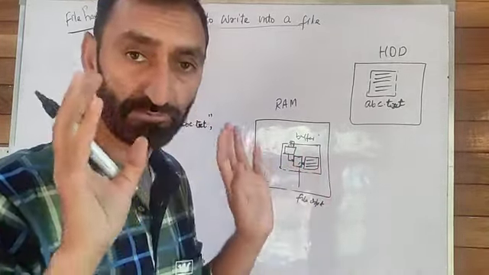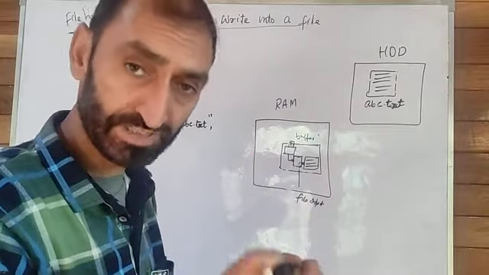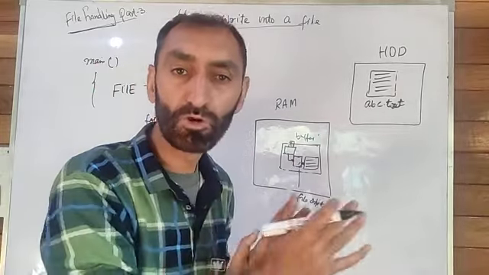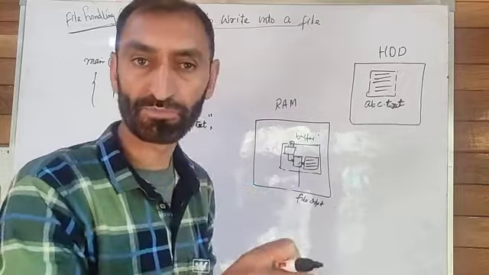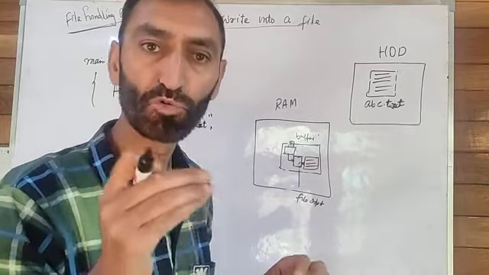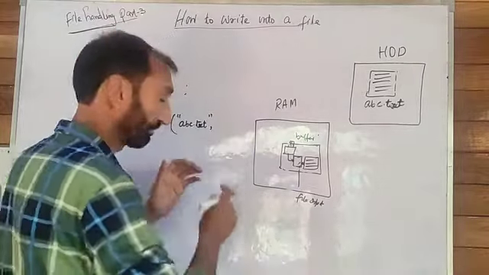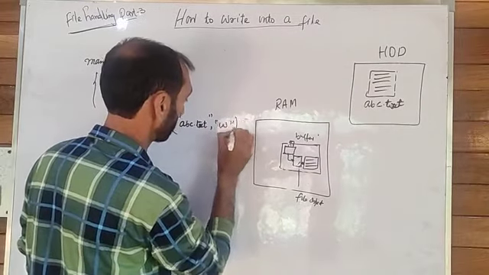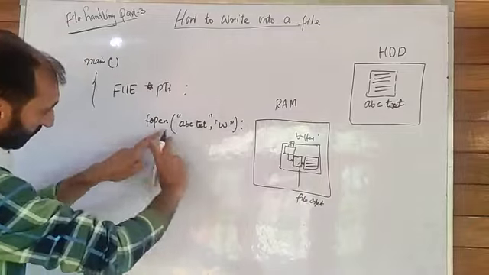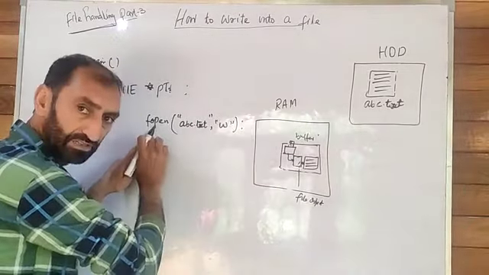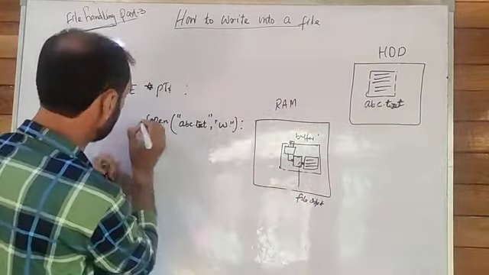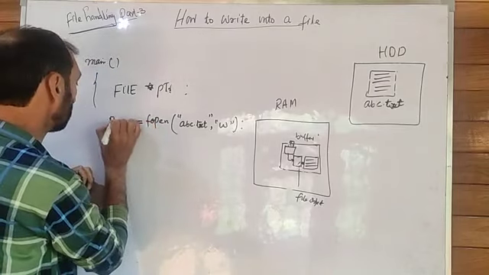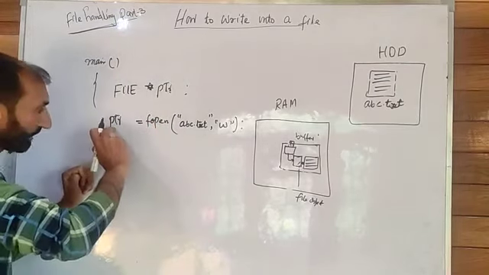There are 6 modes to open the file: w mode, w plus mode, r mode, r plus mode, a mode, and a plus mode. For example, we want to open it in w mode. Now, this complete line will return a pointer address that is going to be stored in ptr.